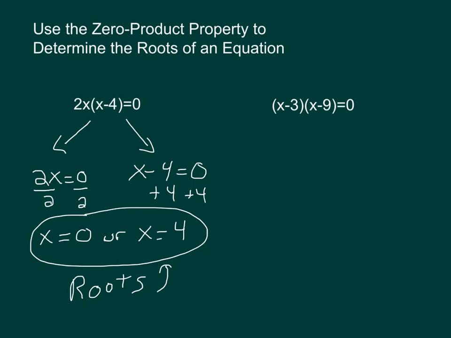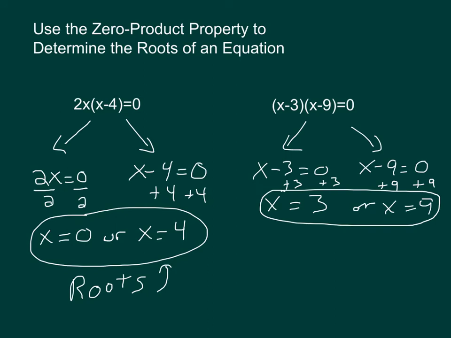Alright, time now to reveal the work, and you can check your answers. And there you go. You see that we split up the equation into two separate smaller equations, x minus 3 equals 0 and x minus 9 equals 0. By adding 3 to each side or adding 9 to each side, I get my two solutions, x equals 3 or x equals 9. This equation also has two roots.